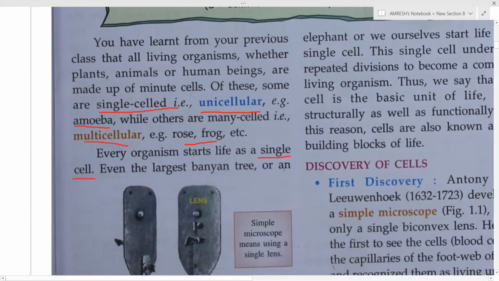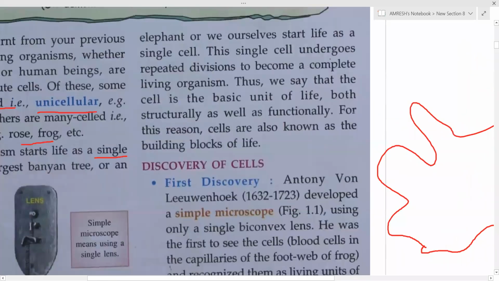Even the largest banyan tree or elephant or we ourselves start life as a single cell. This single cell undergoes repeated divisions to become a complete living organism. Yes, as I have told you now. So cell is the basic unit of life, structurally as well as functionally. So this is the definition of cell: basic unit of life, both structurally and functionally, or basic structural and functional unit of our life itself.